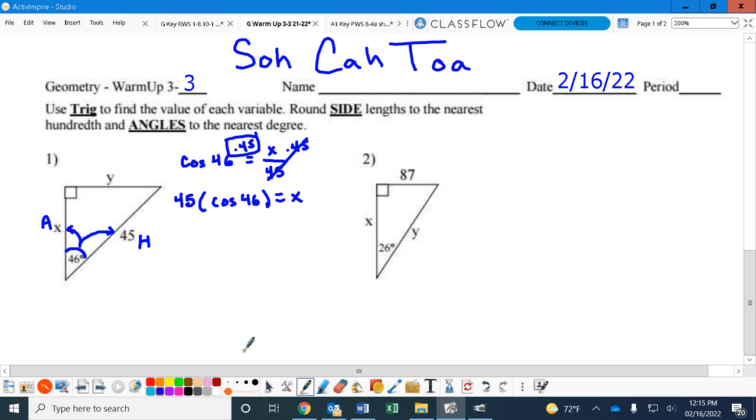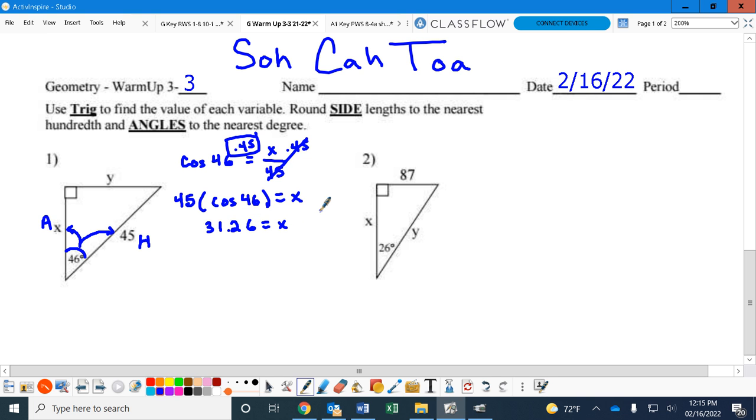Yep. Because most people, when they type the trig function first, they mess it up. So guys, to type this one, it's going to be 45 times 46 cosine equals. I'll say it again. 45 times 46 cosine equals. Give me that rounded to 2 decimal places. 31.26. Perfect. Equals x. 31.26.